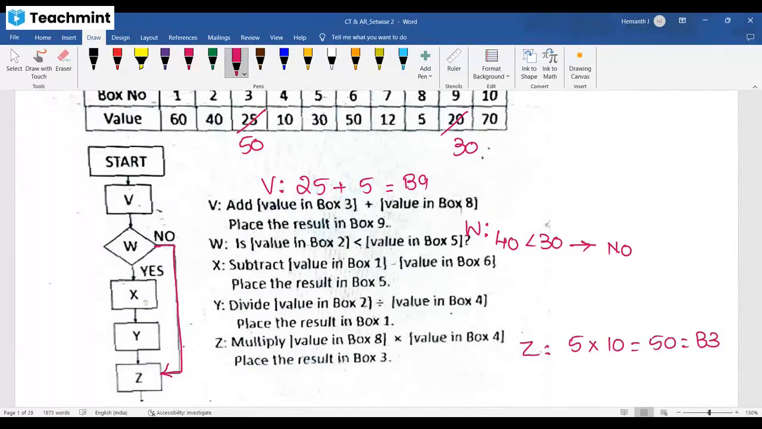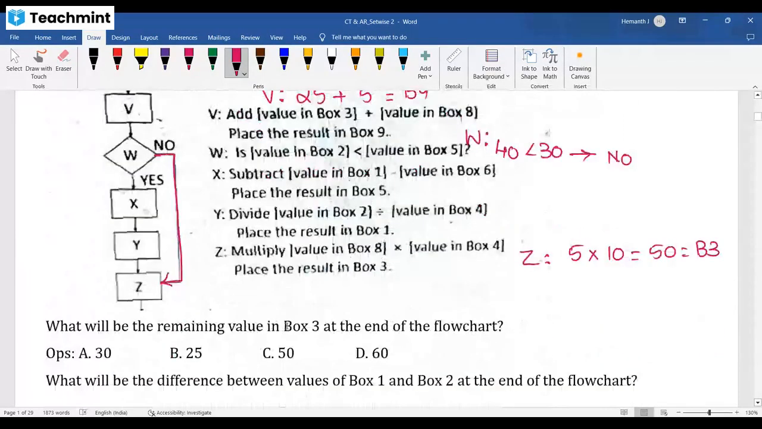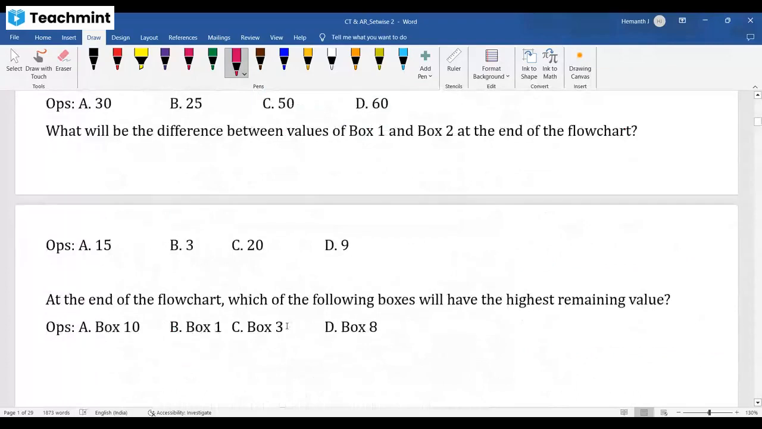Now one of the general questions they'll ask is, which box has the highest value? Guys, which box has the highest value? And the other question they'll ask is, what is the difference between box 1 and box 2? So the box with the highest value is box 10 as per this question. Highest value is box 10.